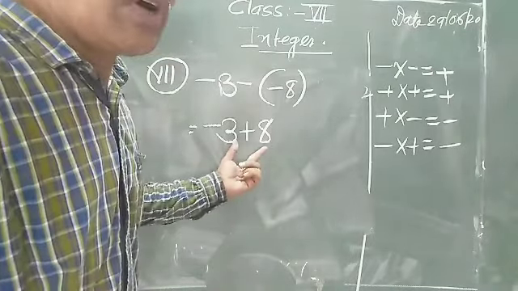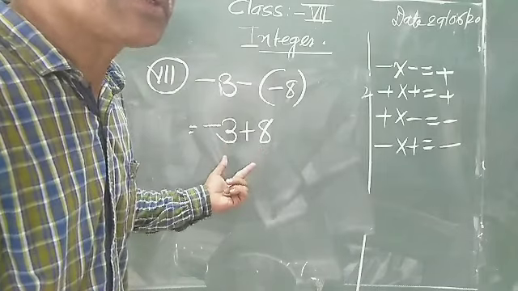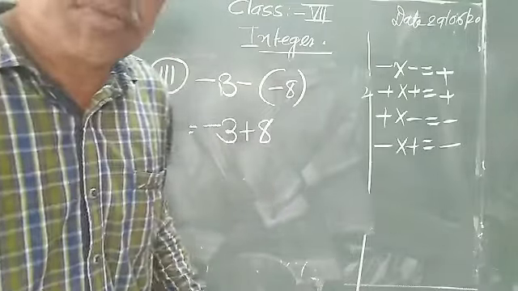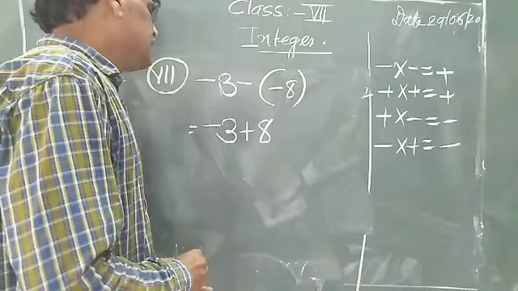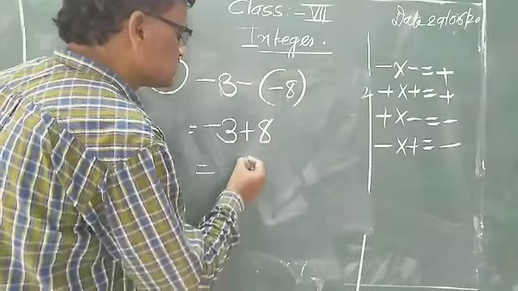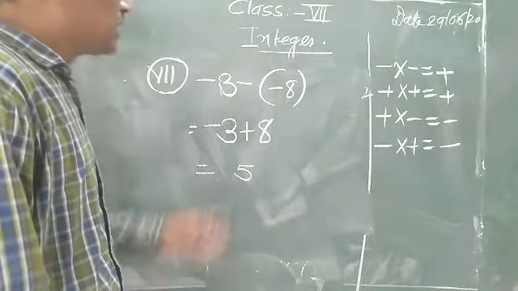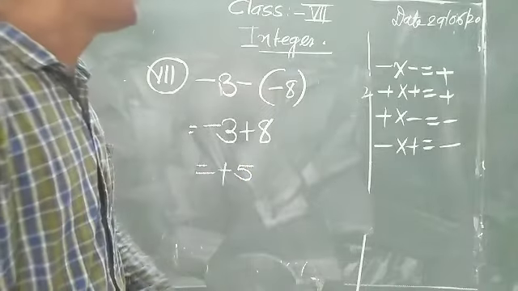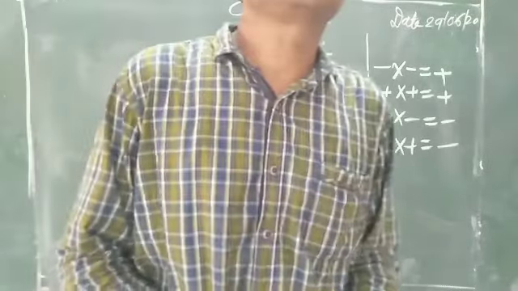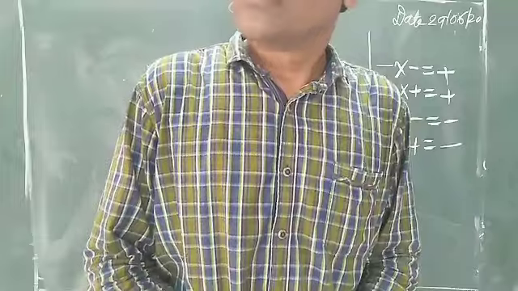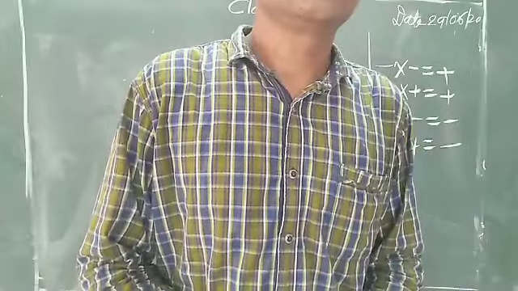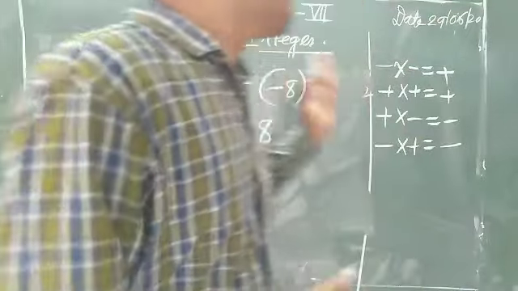Now, when we operate these numbers, we can take the difference. Why? Because one is negative and another is positive. Therefore, they do not have a similar sign. Therefore, the difference is 5, and the sign of the greater number is positive here. So dear students, such types of problems you can solve with the help of your exercises, and practice more of this topic, integers.